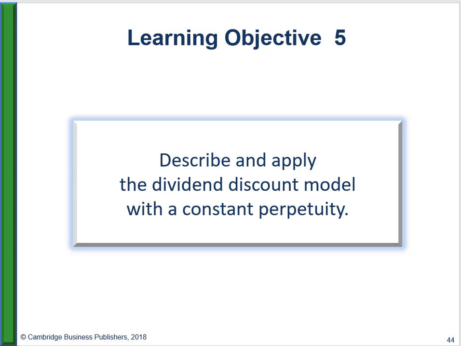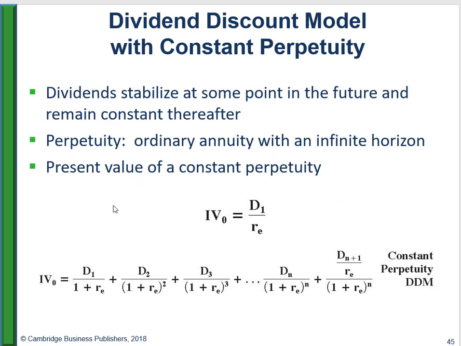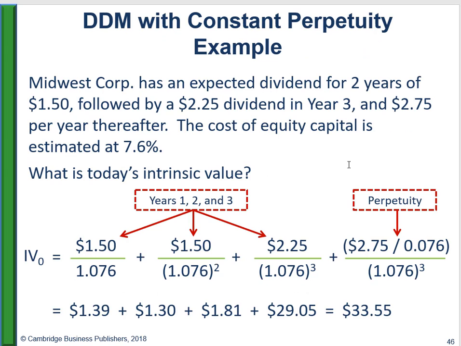And let's look at that in learning objective number 5, which is to describe and apply the dividend discount model with a constant perpetuity. Okay, so here's our formula. When we have dividends that we expect into perpetuity, let's just use that $1.50 that we did in the last example, we're going to set that equation equal to the dividends in period 1, period 2, period 3, all the way up to period N, which is kind of into perpetuity here, or maybe we go out 5-6 years, plus the dividend in period N plus 1 divided by the required return on equity, all divided by 1 plus r to the n period. Okay, a little bit complicated, I know. I'm hopeful that we can simplify that by walking through a real-world example.